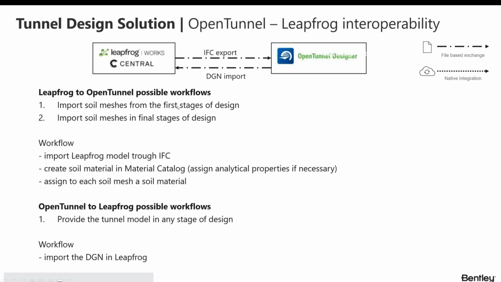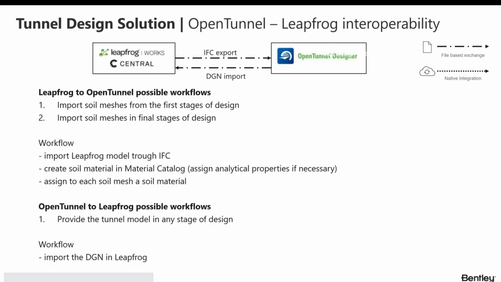One of the differences between these two workflows is that with any change that you are doing to the tunnel, if you have used the first workflow where you have imported this from the beginning, if you do a change to the tunnel, we are automatically recutting those soil meshes. If you are doing this in the latest stages of design, you will just do it only once when you are importing the soil meshes.